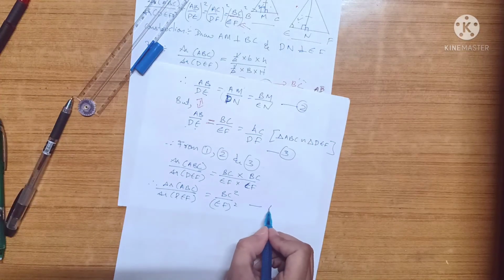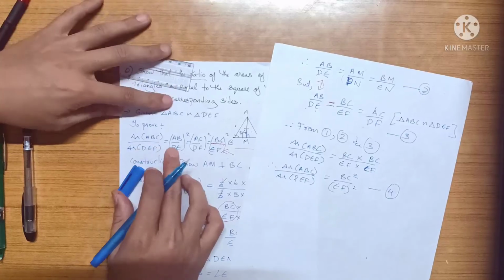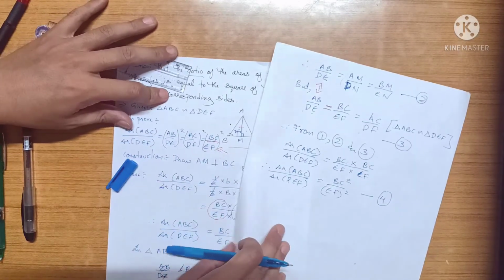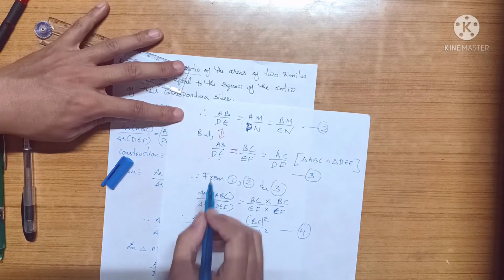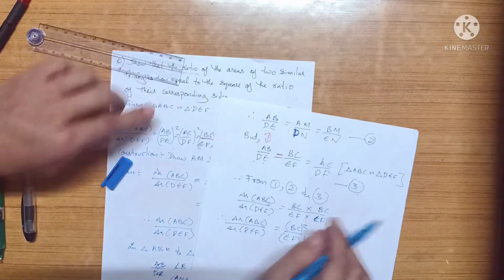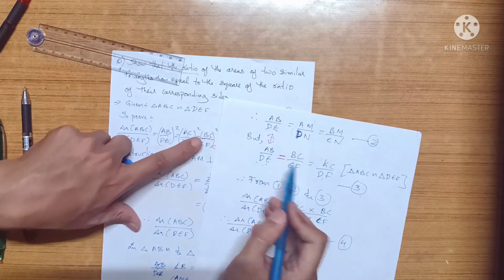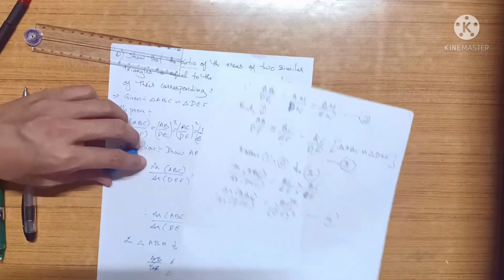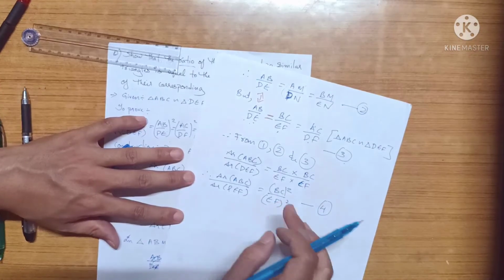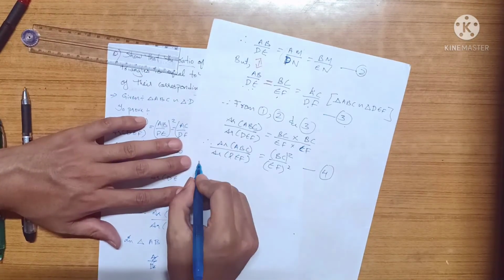So let's put this as equation 4. We were supposed to prove this equal to this square by this square by this square, but here in equation number 3, we already said that AB by DE is equal to AC by DF is equal to BC by EF. It is already equal as an equation. So if one of them squared is equal to the area ratio, then all of them squared will be equal to the area ratio, right?